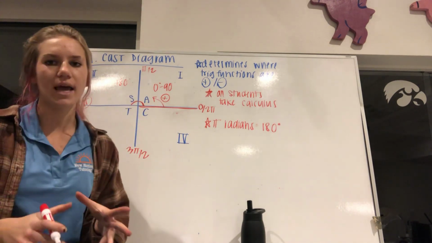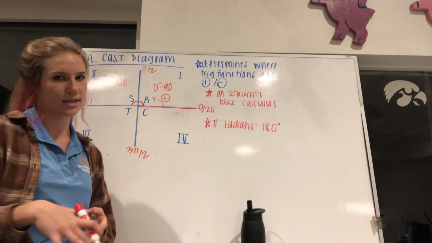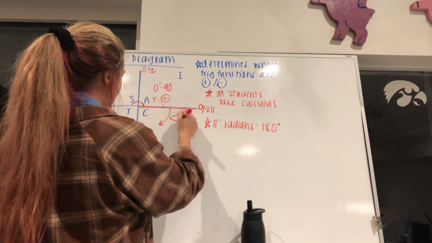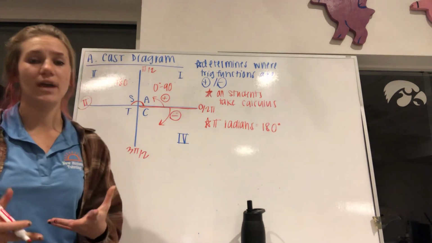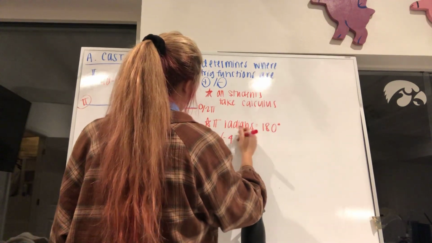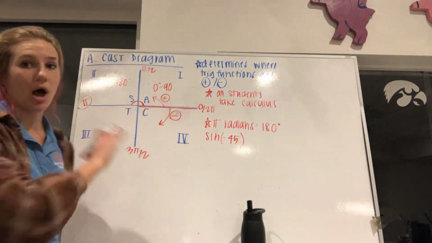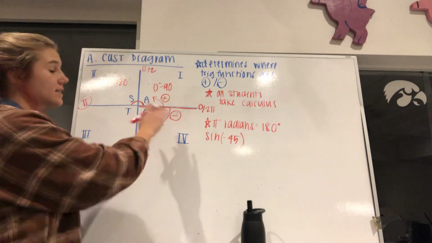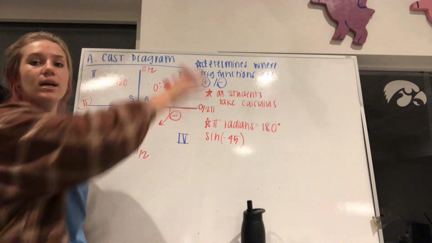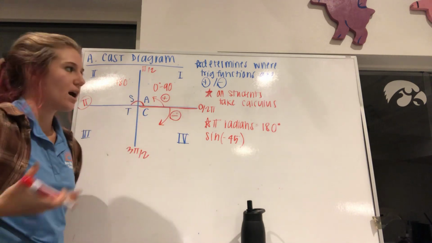So let's just say that we do have a negative angle. We actually do have a problem that directly relates to a negative angle, so we'll be able to see this in action a little bit easier. Whenever we have a negative angle, let's say we want to find sine of negative 45 degrees, we still start from the positive x-axis, but this time we move in the opposite direction. Instead of moving in a positive way, counterclockwise, we move in the negative direction, which is going to be clockwise.